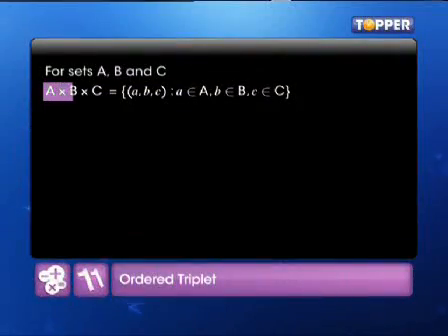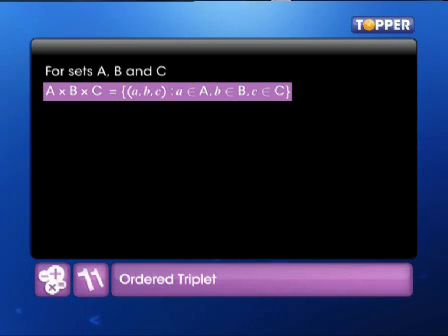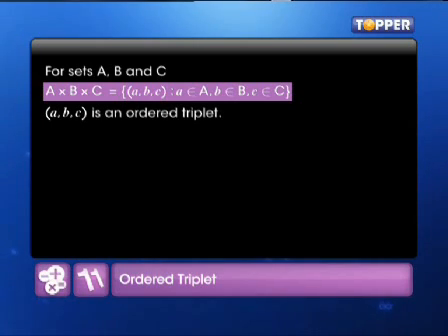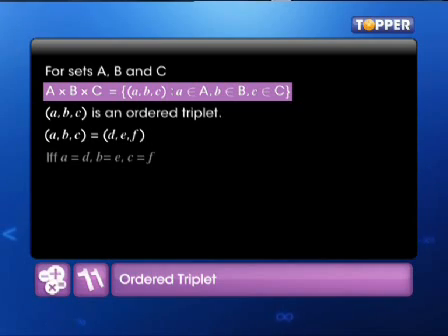Till now we have defined the Cartesian product of two sets. Now it's time we extended this definition to more than two sets. Suppose we have the three sets A, B and C. Then A cross B cross C is given as a set of ordered triples (a, b, c), where a lies in A, b lies in B and c lies in C. (a, b, c) is known as an ordered triplet. And of course, (a, b, c) is equal to (d, e, f) if and only if a is equal to d, b is equal to e and c is equal to f.